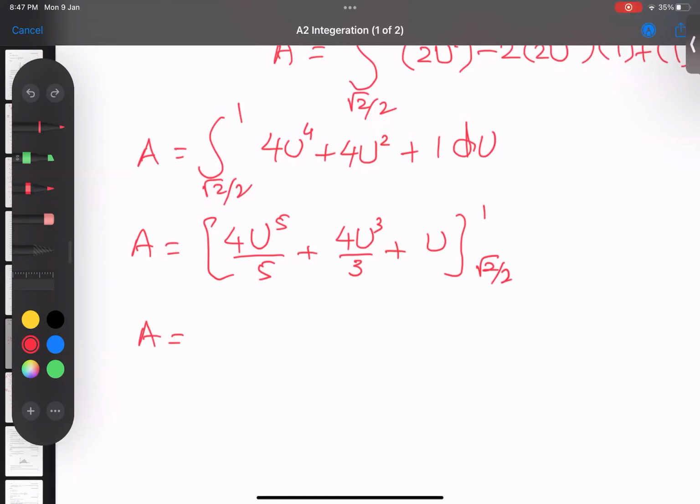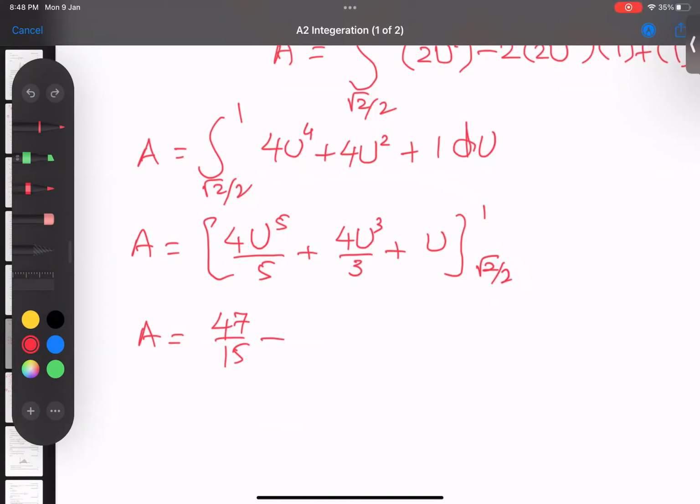So first 5 by 4 by 5, 3, and then plus 1. It is giving me 47 over 15 minus. I repeat, I replace 1 here, 1 here, 1 here. I got this answer. Now I'm going to replace this root 2 by 2 everywhere.